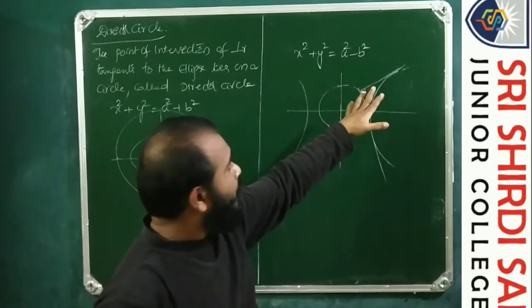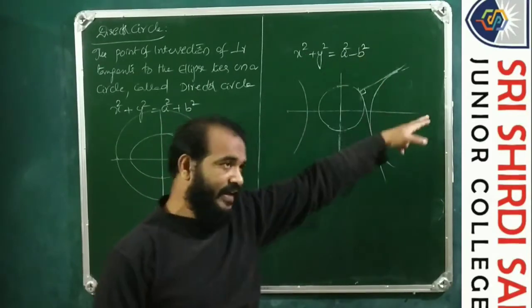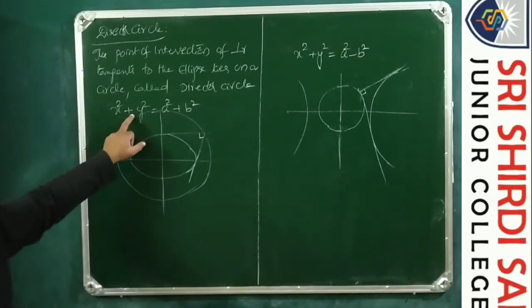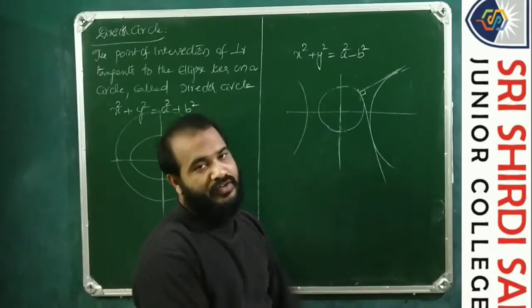As far as the hyperbola is concerned, the director circle is x square plus y square equals a square minus b square, while for the ellipse it is x square plus y square equals a square plus b square. This plus and here minus are the only difference.